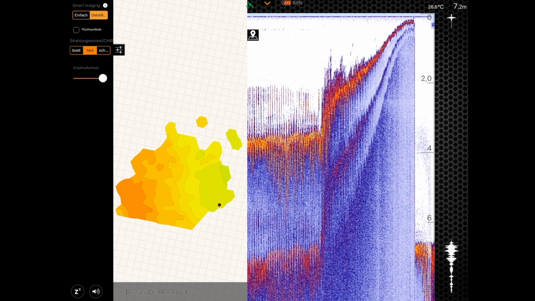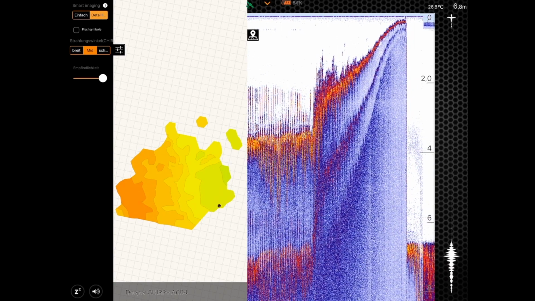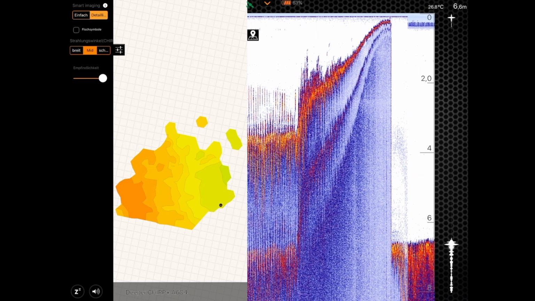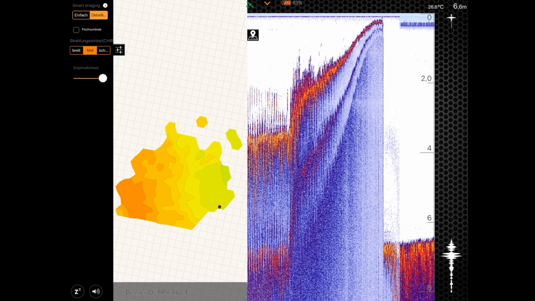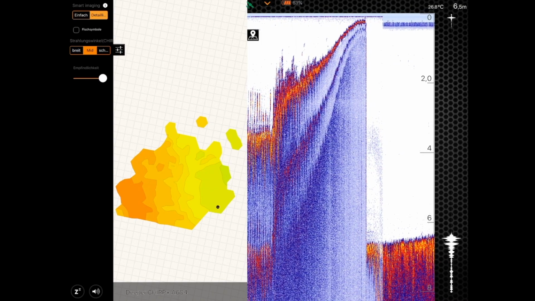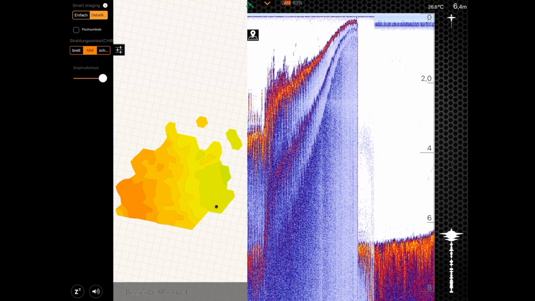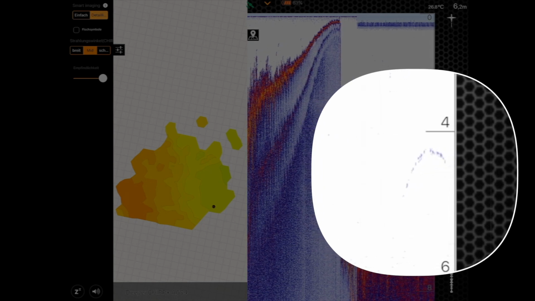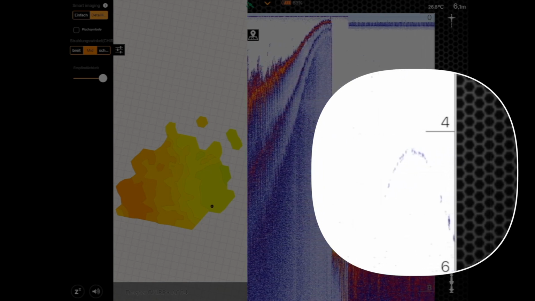Casting was a success, so let us switch to the mid-frequency. The sensitivity is set to maximum, but we do not see the thermocline with the mid-frequency anymore. I slowly reel in. Now we see fish arches which were not visible before, and these are found below the thermocline.